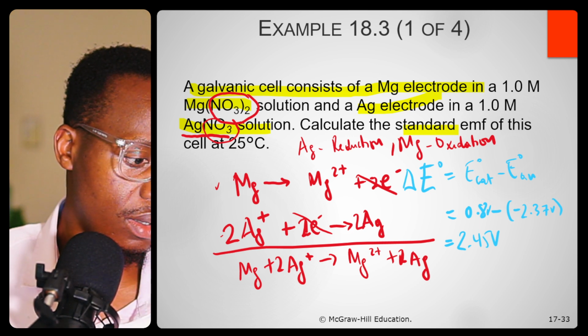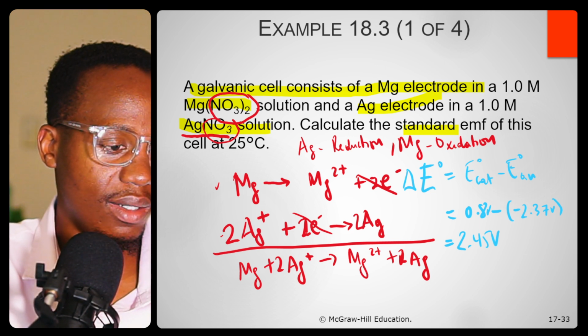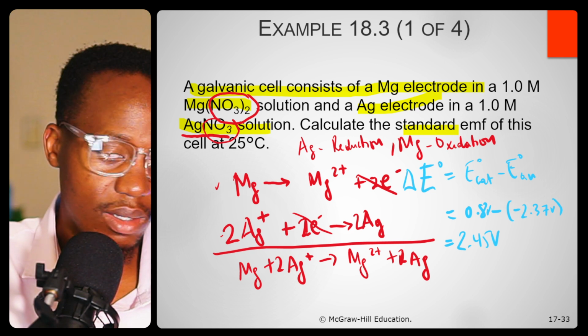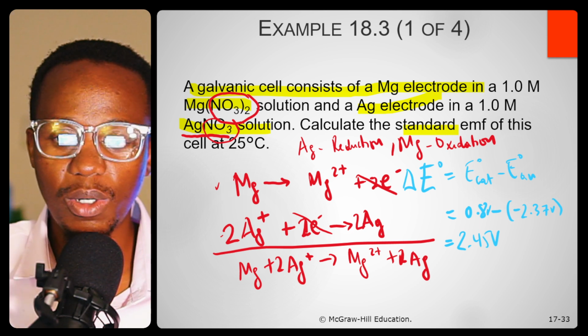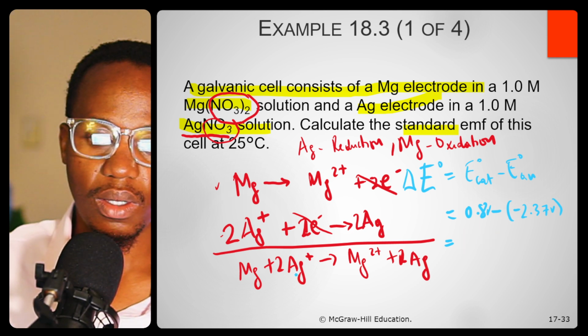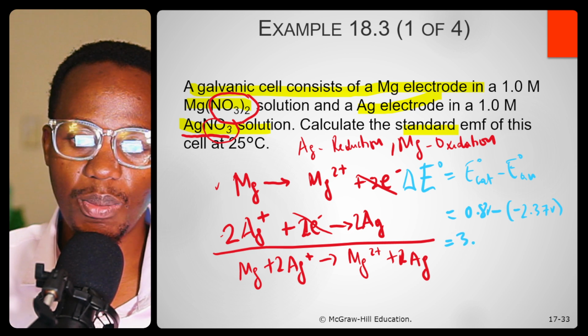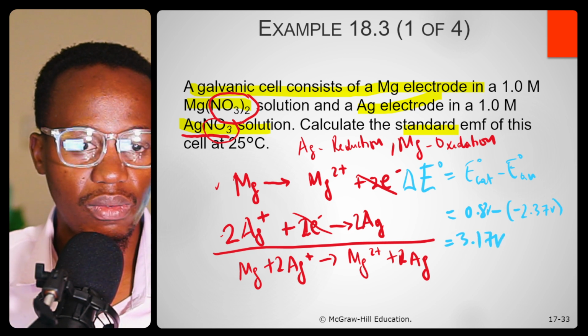Right, no, it's 0.8, not 0.08. Okay, sorry, 0.8 plus 2.37. No, it's 3.17, is equal to 3.17 volts, right? So that is how you find the voltage.